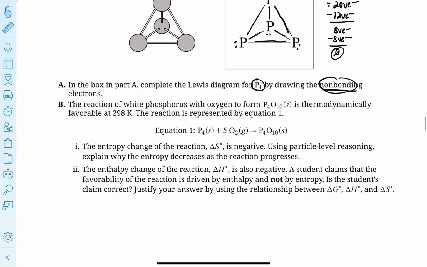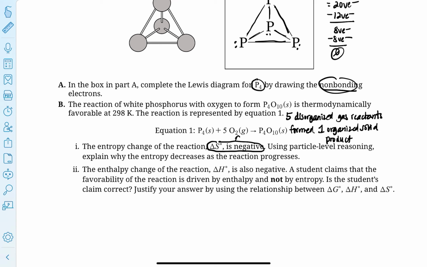Moving on to question B, this one is about entropy and favorability. So the first part, I have to explain why delta S is negative for this reaction using particle level reasoning. So entropy is negative here because I can see that the reaction is getting more organized. So I'm going from 5 disorganized gas reactants or molecules. So 5 of these disorganized gas reactants formed one organized solid product.